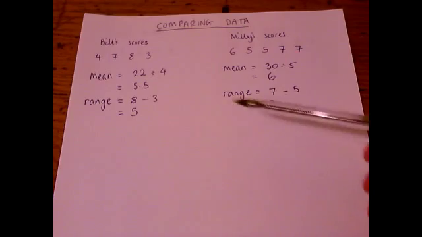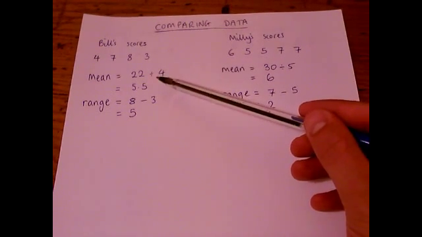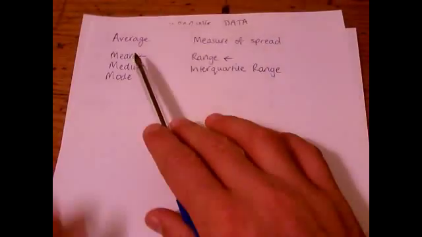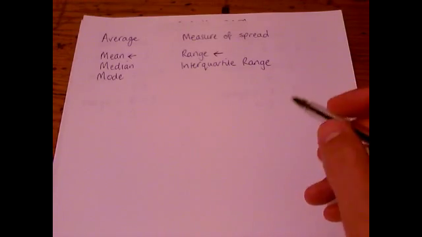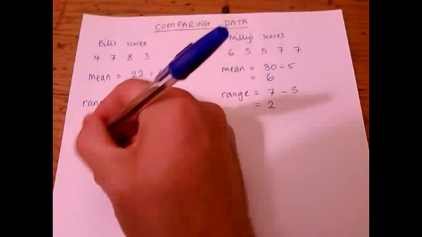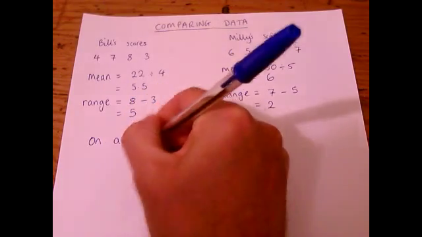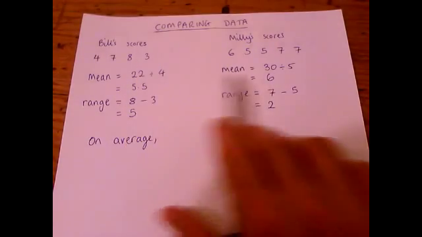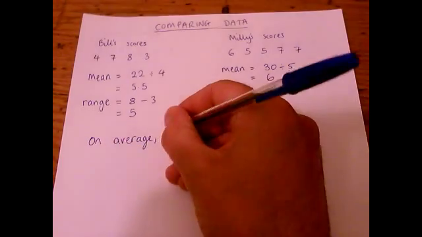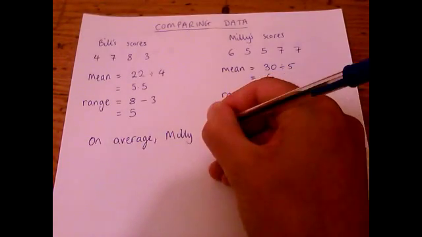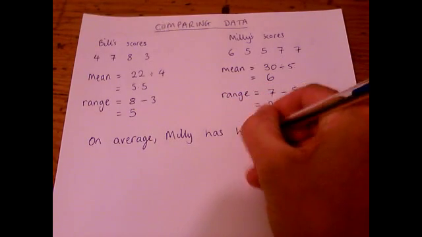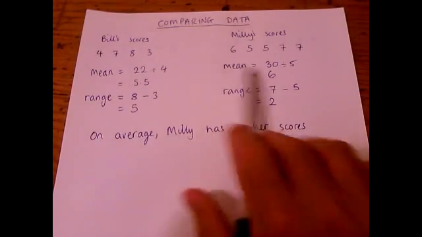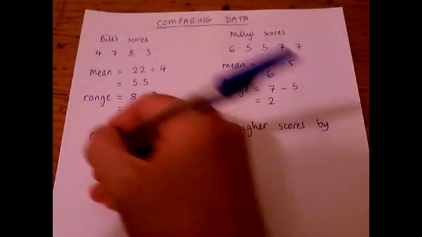So now we're going to be able to write a couple of sentences. We need to write a sentence which compares the means. Now, as I said, the mean is a type of average, and therefore a good sentence starter here is to say, on average, and then we can compare. Millie's got a higher score on average. Millie's got a higher mean score. So on average, Millie has higher scores, and it's useful to say by how much, by half a point.